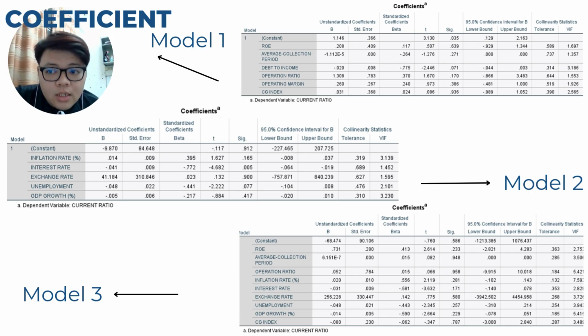For the internal and external factors, based on the Model 3 table, with a p-value of 0.2333, it showed that the ROE is positively but not significantly correlated with the current ratio. With a p-value of 0.171, the interest rate shows a negative and not significant relationship with the current ratio.